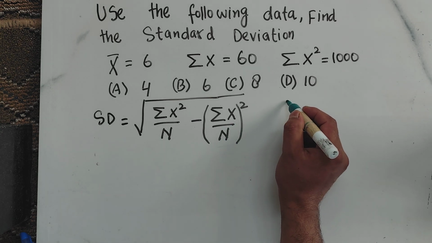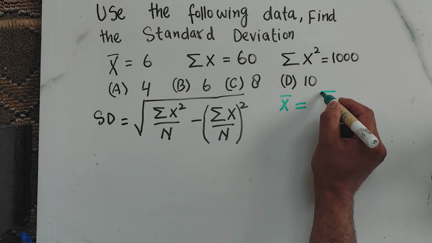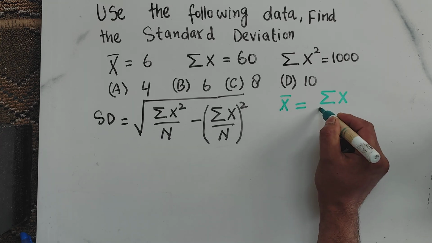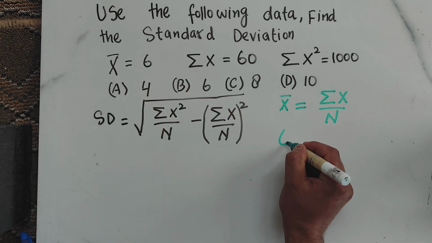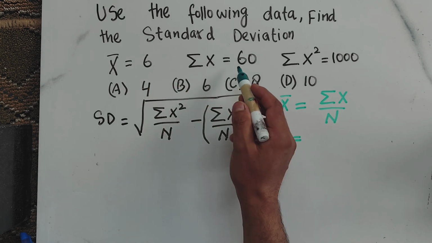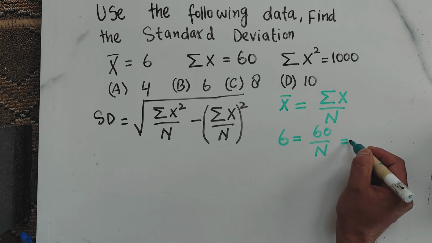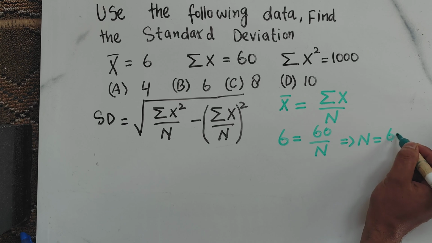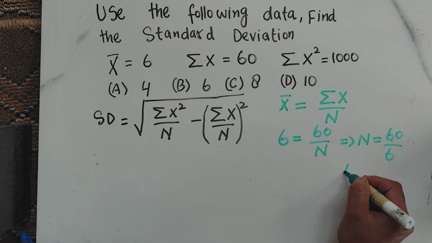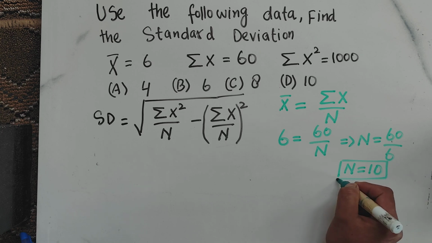So we know that mean is equal to the summation of the total observations upon the number of observations. Mean is given here as 6, so 6 will be equal to summation of x, which is 60, upon n. We are supposed to find the value of n first, so transposing it, n will be equal to 60 upon 6, which gives us the number of observations in this question as 10.